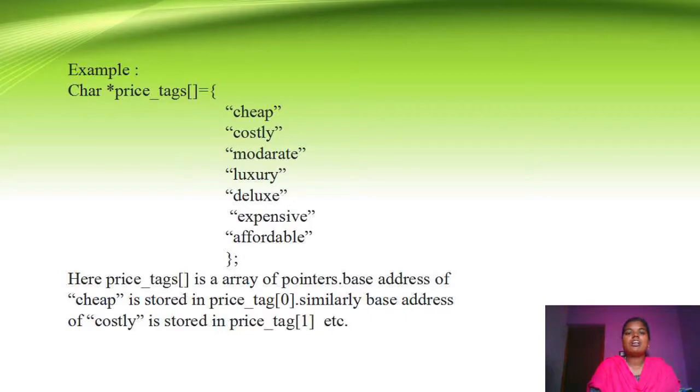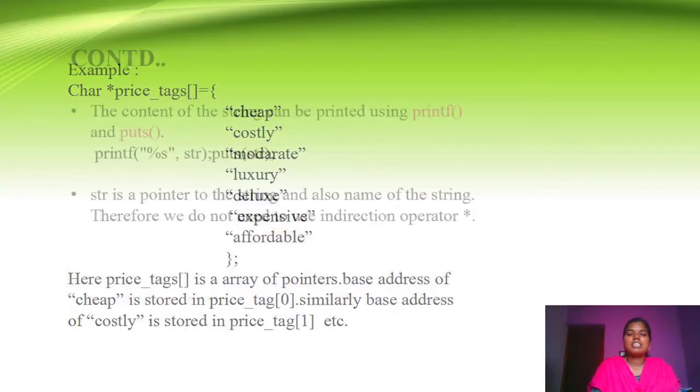Okay, here price_tag is an array of pointers. The base address of cheap is stored in price_tag[0]. That means the first element of the array, price_tag[0], holds the base address of the string cheap. Similarly, the string costly I have declared as the second string. The base address of this second string is stored at the location price_tag[1]. So like this we can use pointers in arrays.